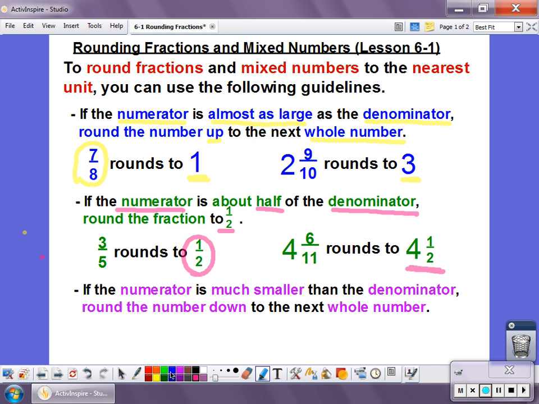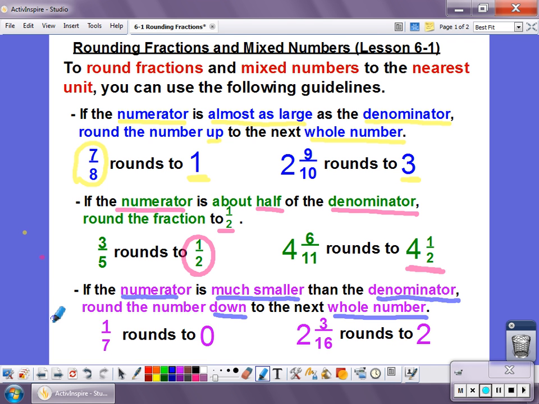And the last rule that we use when it comes to rounding is if your numerator is much smaller than your denominator, then you're going to round down to the next whole number. So 1/7. 1 is much, much smaller than 7, so we would round that down to 0. 2 and 3/16. 3 is much smaller than 16. Half of 16 would be 8. 3 is much, much smaller than that, so we can again see we would round down.